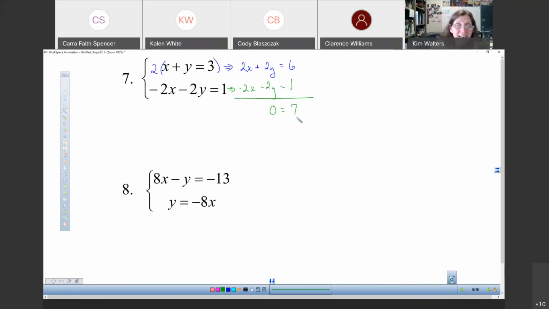0 is not equal to 7, okay? This is what we call a false statement. And with a false statement, this means that I have no solution, okay? What that means is that my two lines were actually parallel to each other, okay? You might see it written with the empty set. That's another option, but it is no solution.